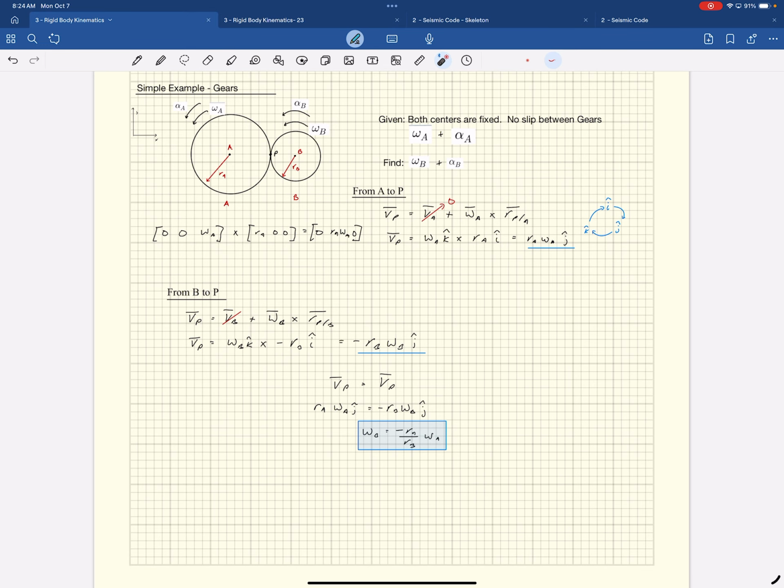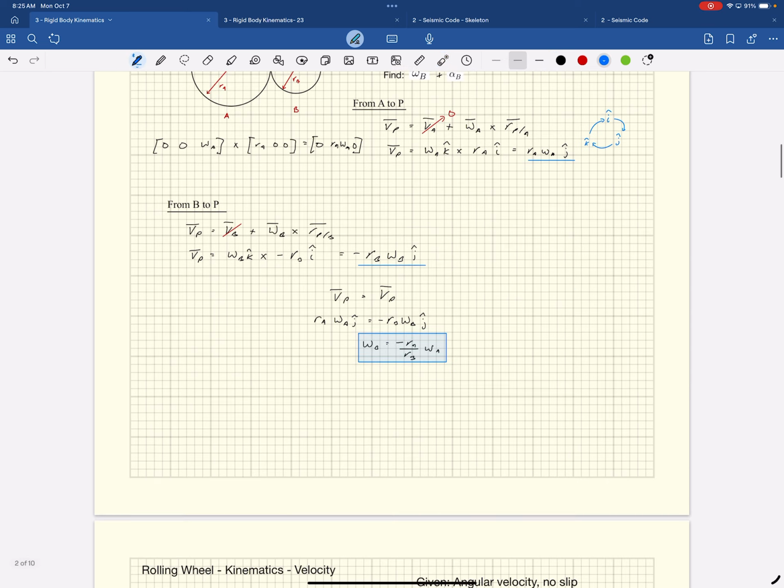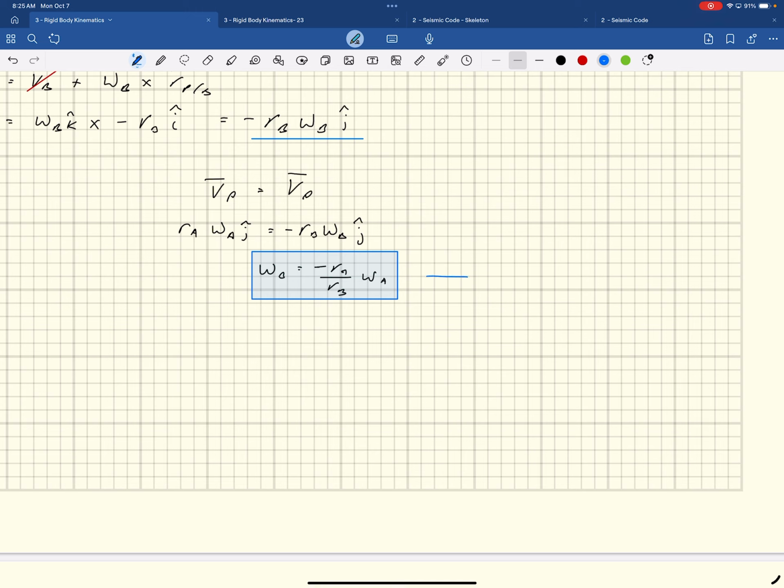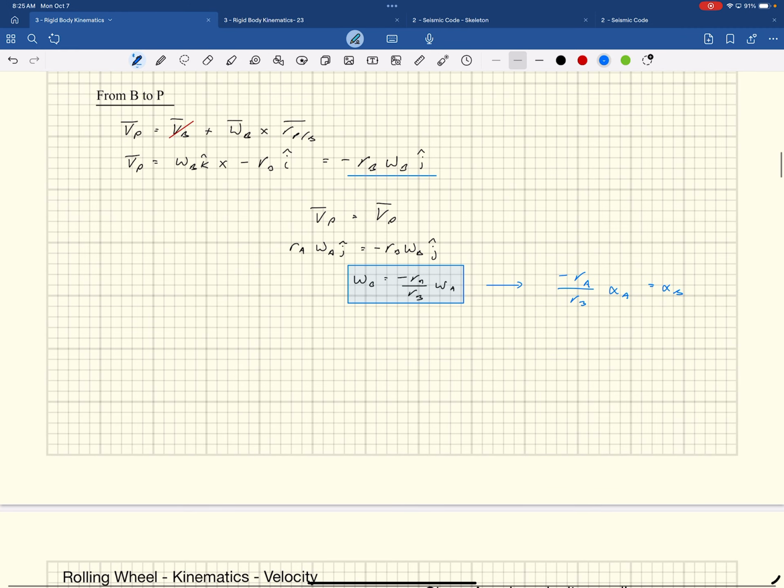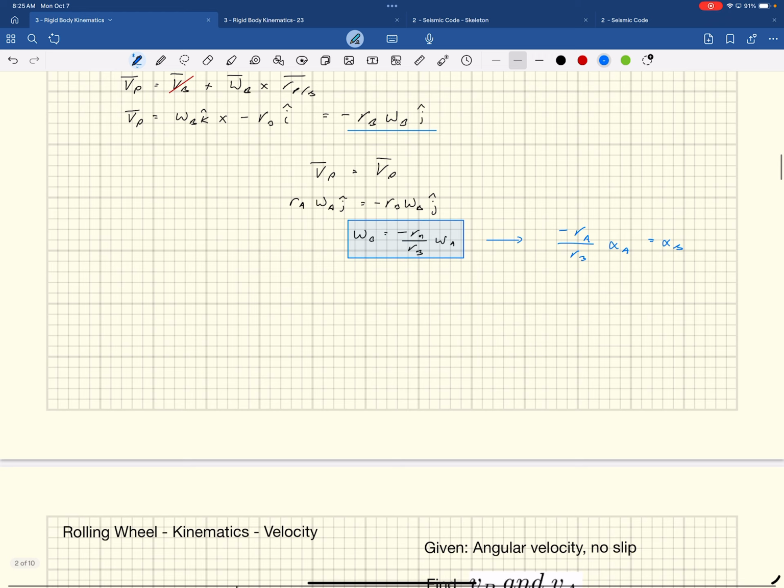This is how we handle these problems. Same steps every time, right? Taking a step from one point that we know something about, taking a step that we want to know something about using this velocity equation. The second part was what is alpha? We just take the derivative of this. We're going to get into accelerations later, but you just take the derivative of this, which would just be negative RA over RB times alpha A. We just took the derivative. The only thing changing with respect to time in that is omega. We're gonna do accelerations a little bit later. Okay.